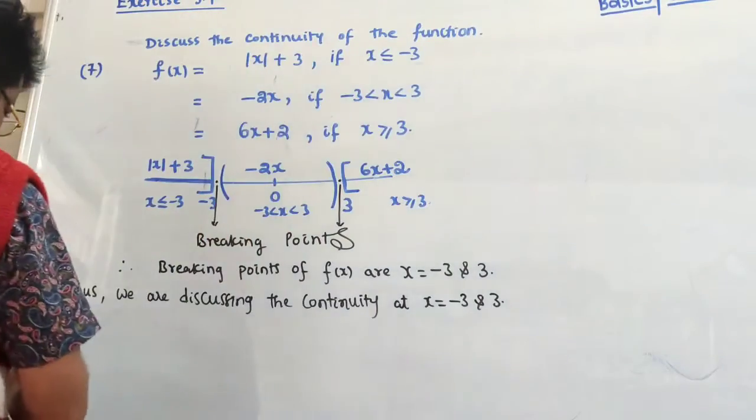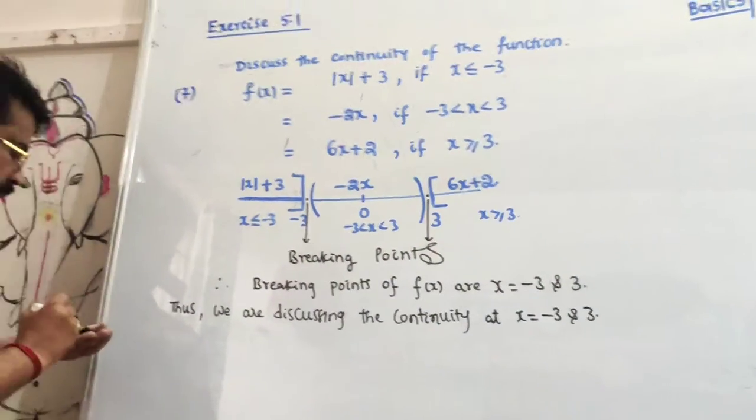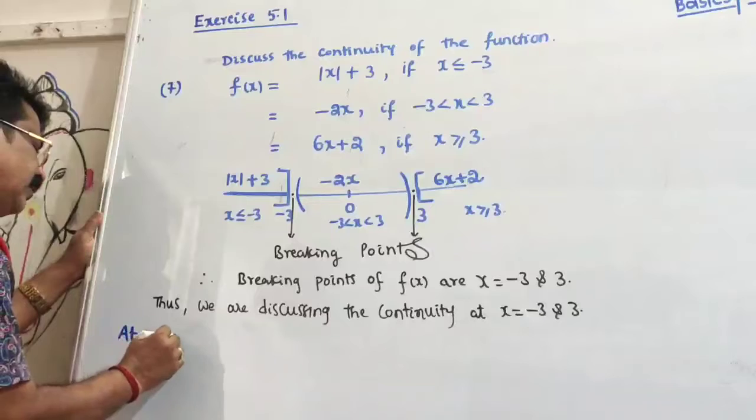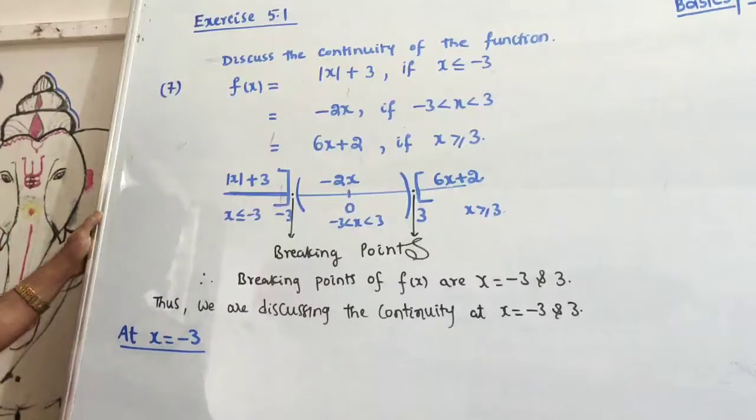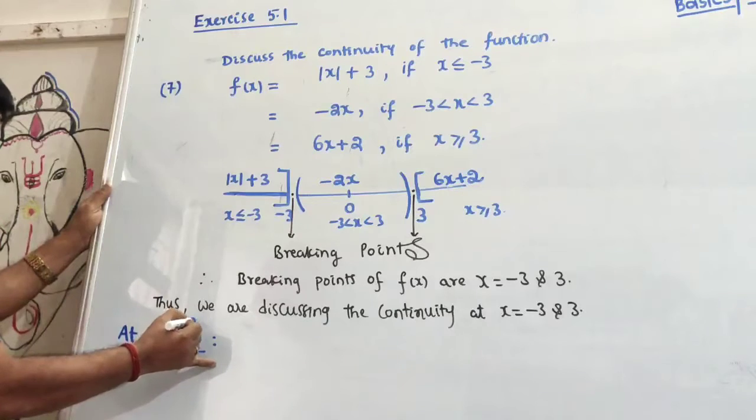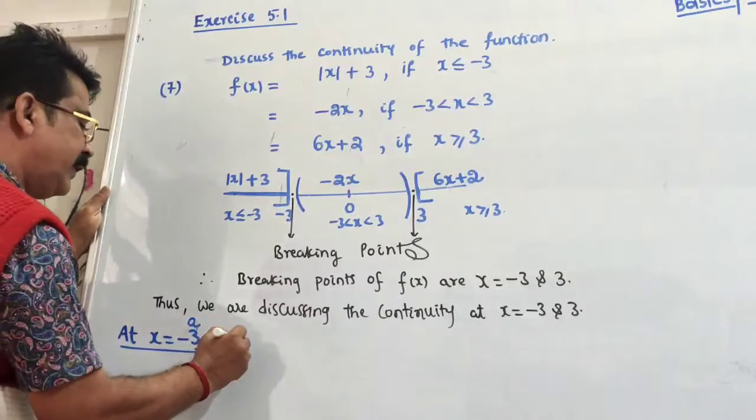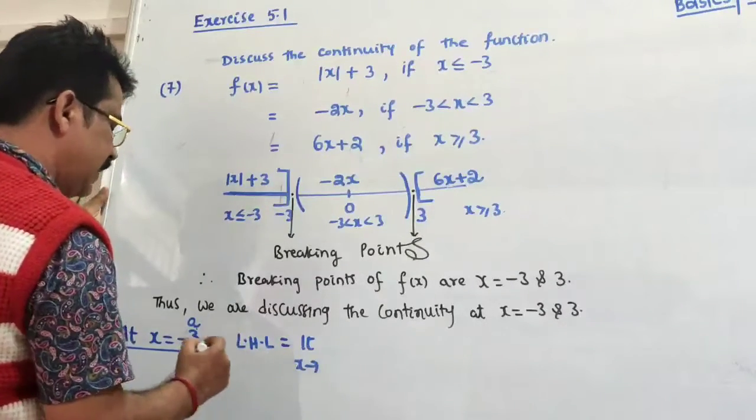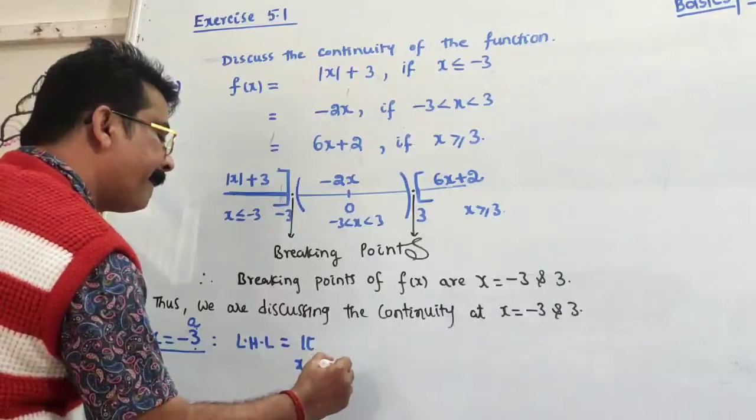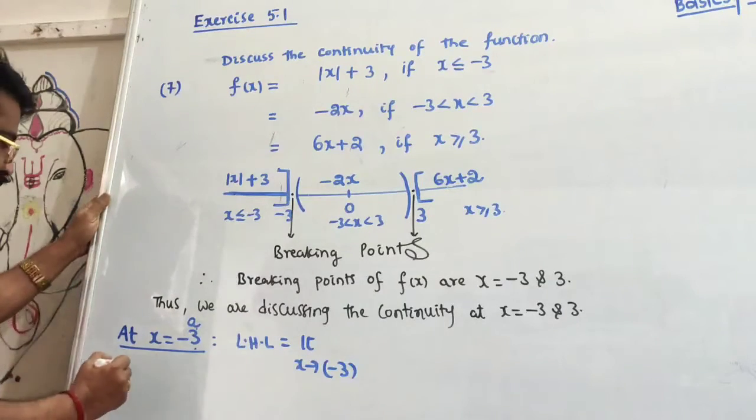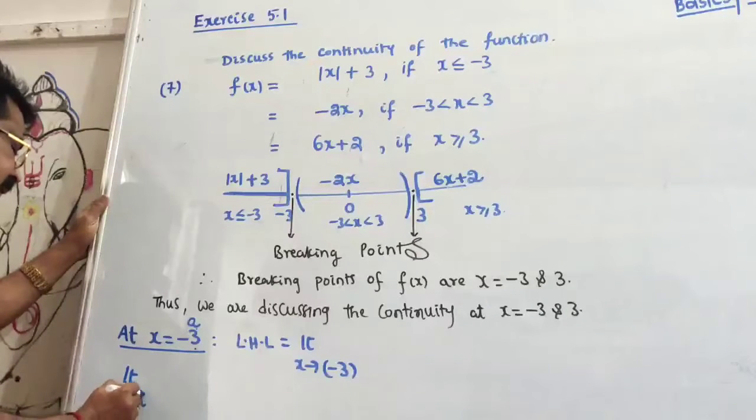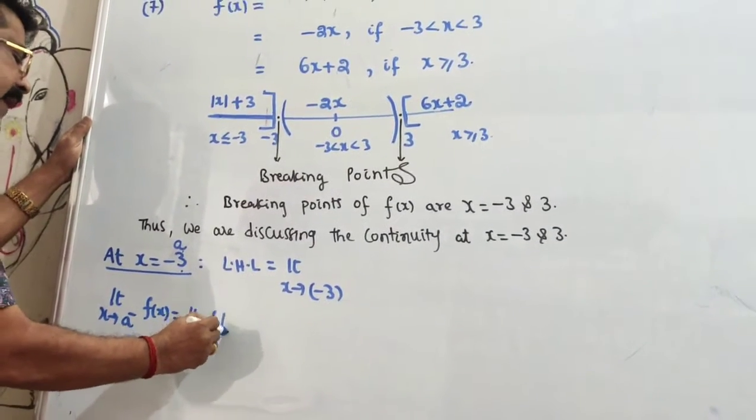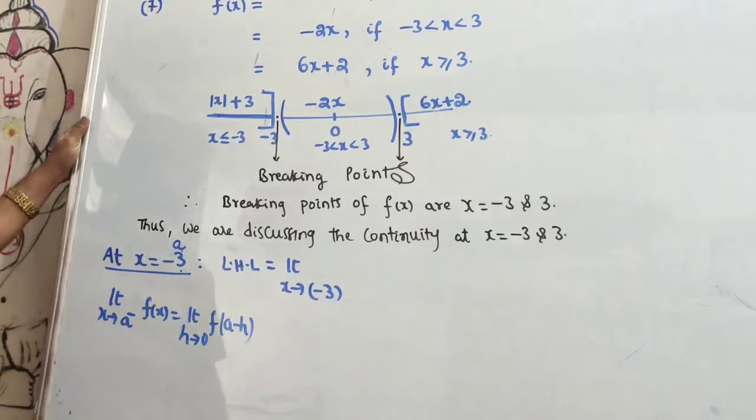First heading: at x equal to minus 3. This is the heading. Instead of a, we are writing minus 3. So the left hand limit is equal to limit x tends to a minus of f of x. The notation is limit x tends to a minus f of x, and the formula is limit h tends to 0 of f of a minus h.